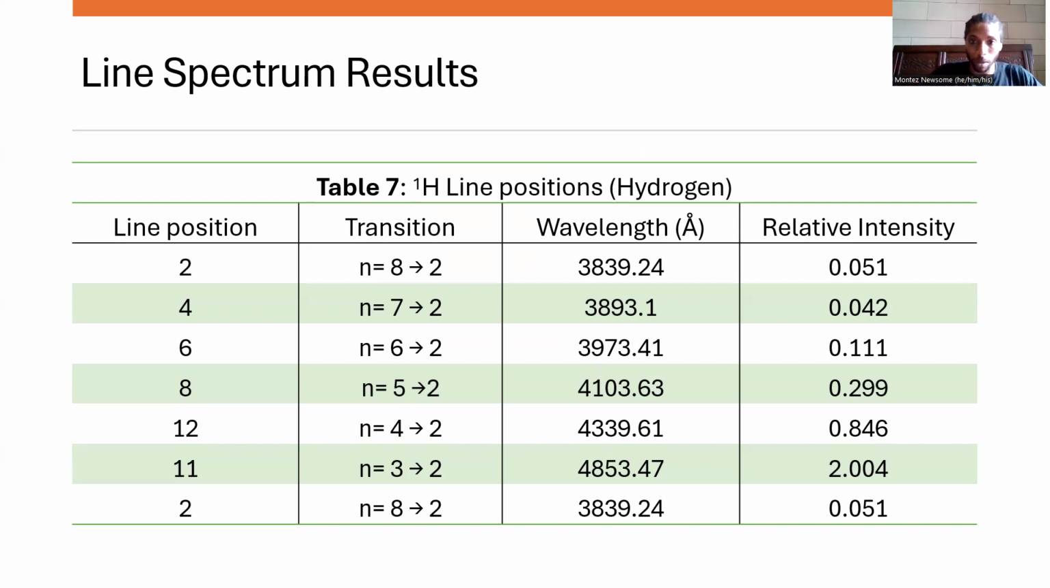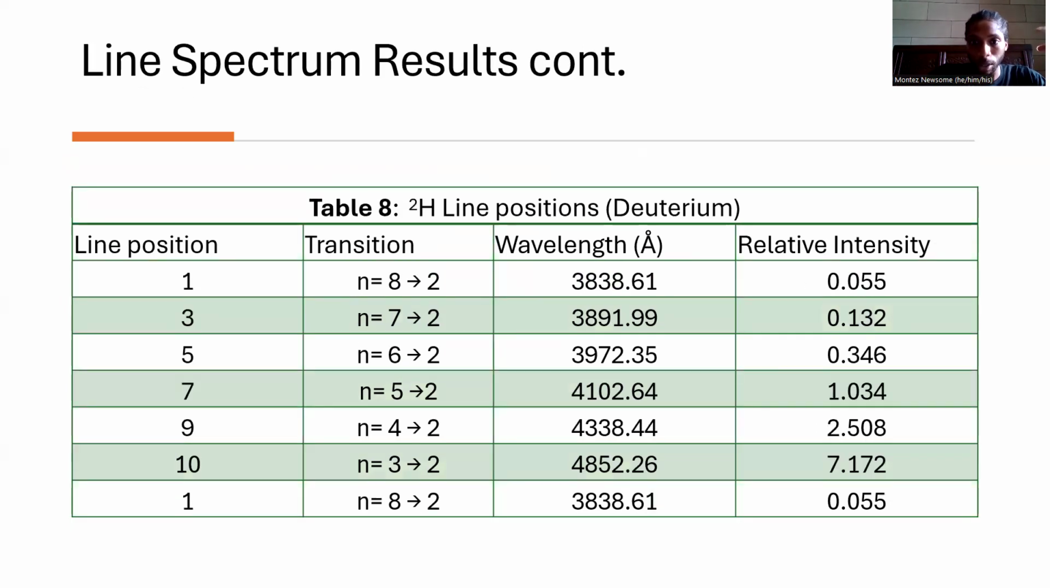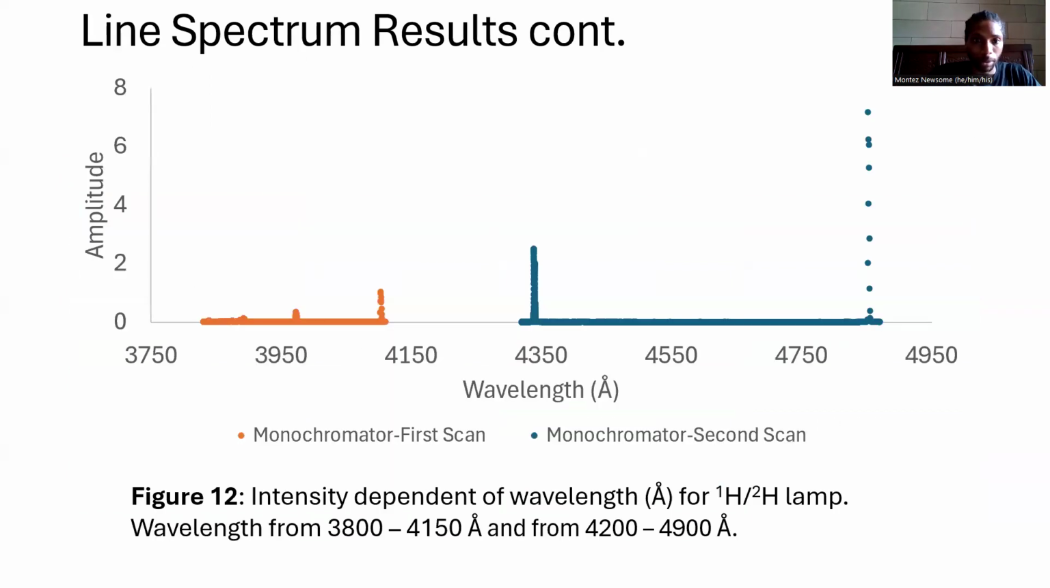Please disregard the last row, but as the wavelength increased, the relative intensity increased. And here are the results for both the first scan and the second scan. The scan was done at a starting wavelength of 33,800 angstrom and an ending wavelength of 4,900 angstroms. The first scan is orange and the second scan is blue, which will be representative throughout all the rest of the results.